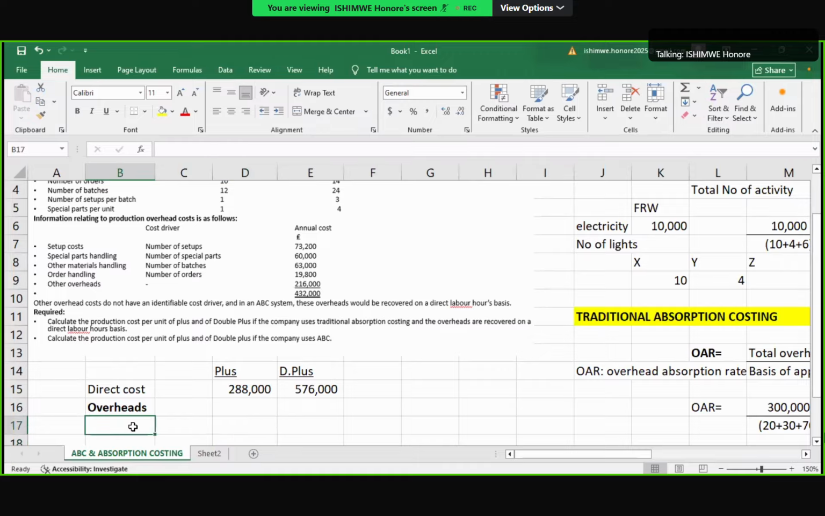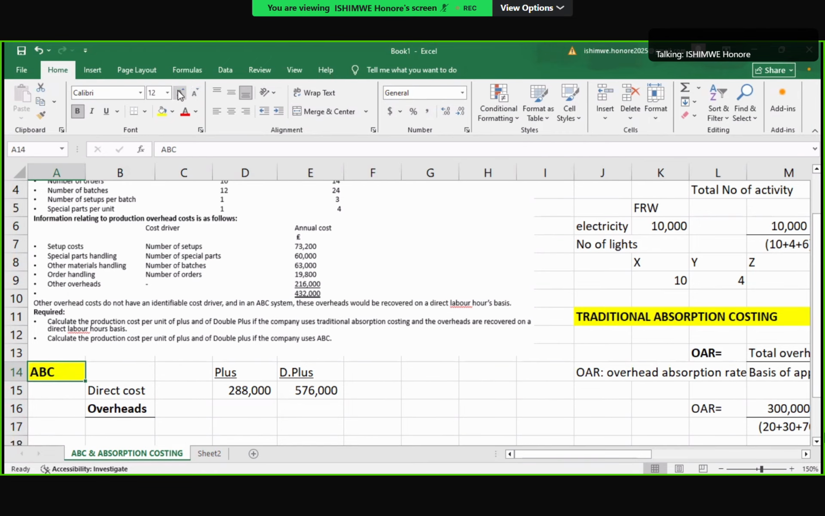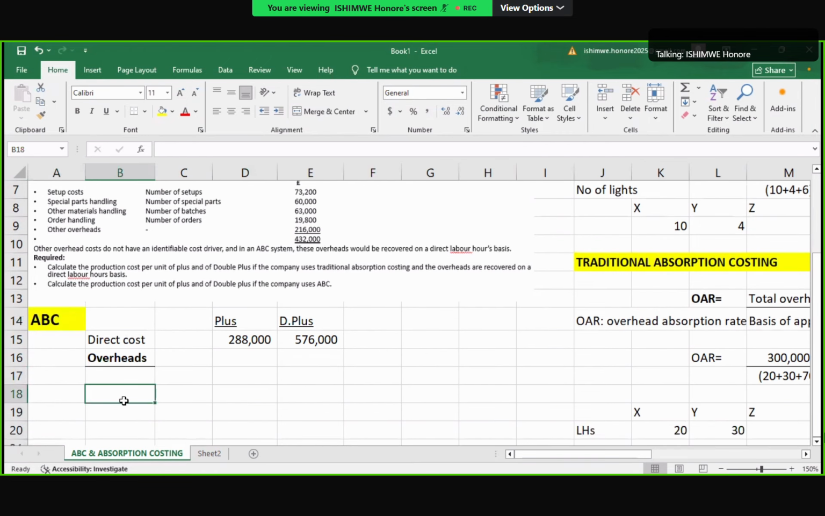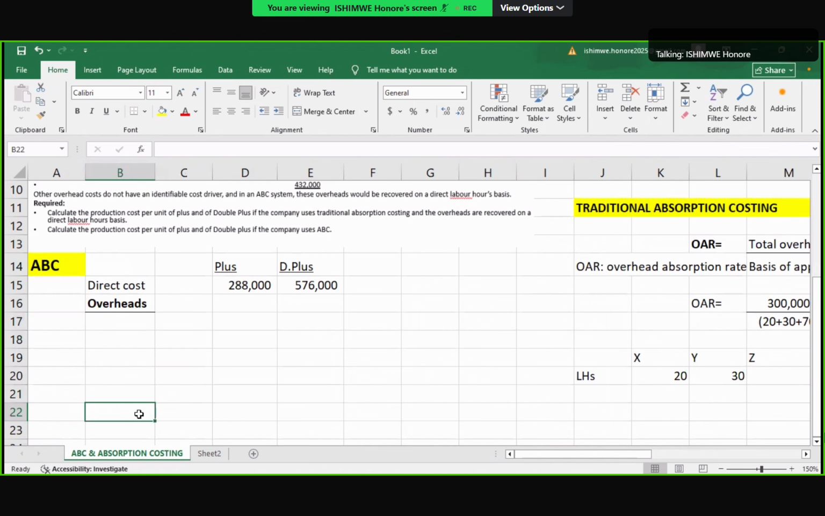So for our overheads, as you see, let's use ABC here. Here we're going to use activity-based costing to account for overhead. Let's use activity-based costing first, and then after we go to traditional costing, okay?